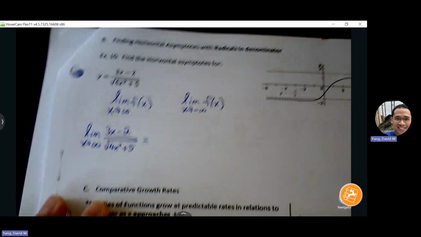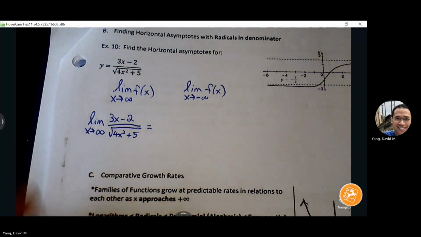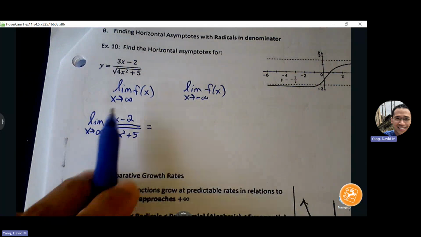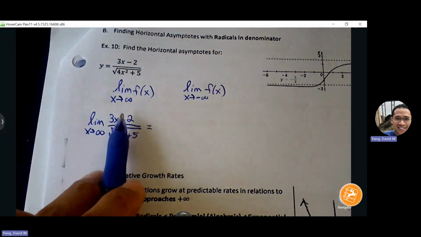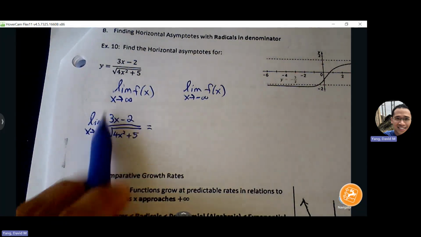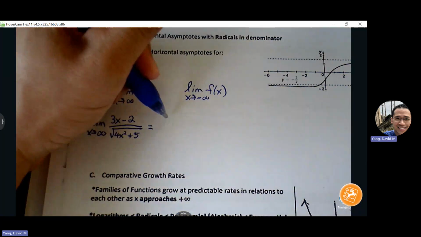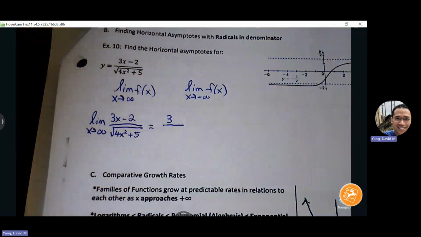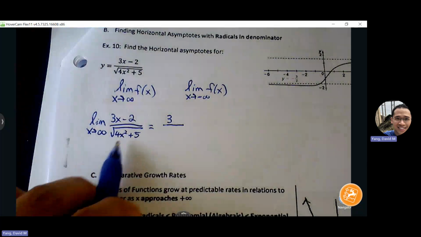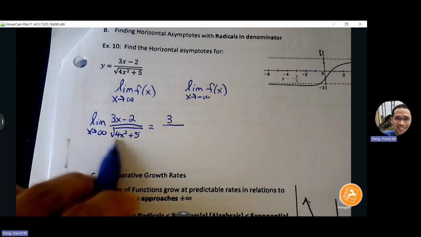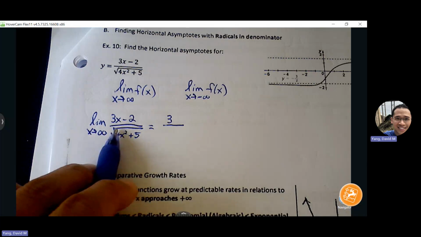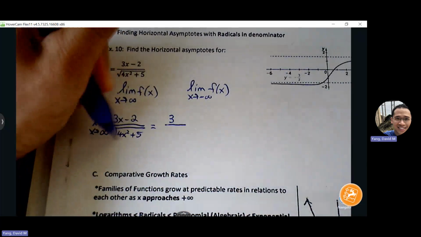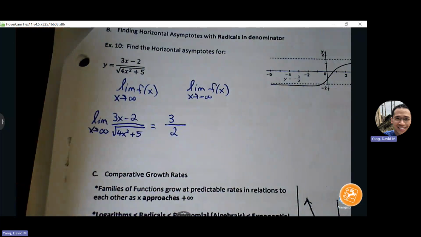So the easier one is approaching positive infinity. This one, we simply look at the degrees. The degrees are the same, so we're simply going to take the ratio of the coefficients. What's the coefficient of my numerator? 3. What's the coefficient of my denominator? 2. Good, 2. Because if I were to clean this up, root 4 is really a 2, and then root x squared is really an x. So really it's a 2x that's sitting here. So 3 over 2.